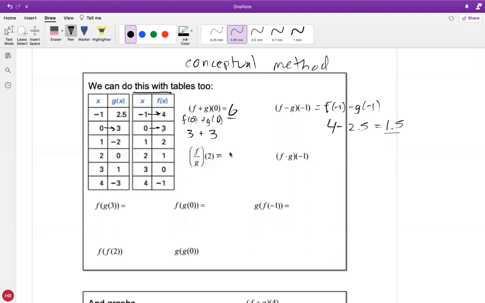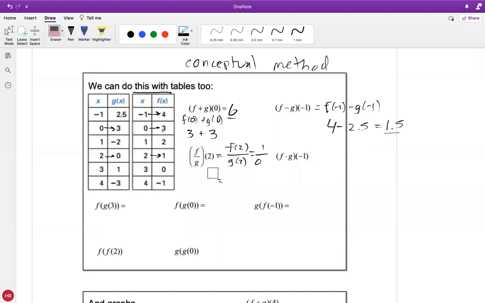F divided by g of 2 is f of 2 over g of 2. And so to find f of 2, I go to the f of x table and I go to where x is 2 and I see that f of 2 is 1. And to find g of 2, go to the g of x table, go where x is 2 and I find it's 0. Uh-oh, that's not good.